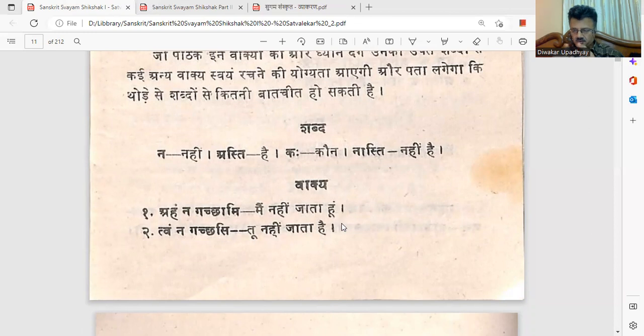Sanskrit and English look similar here. In English, we have a negative word, no, negation, no. In Sanskrit, we have na, asti, is, kah, who, nasti, isn't.